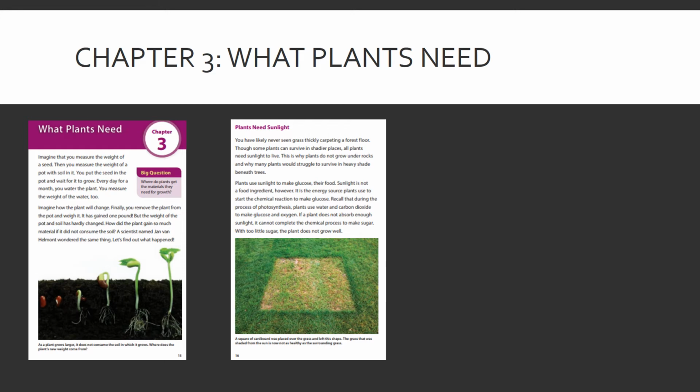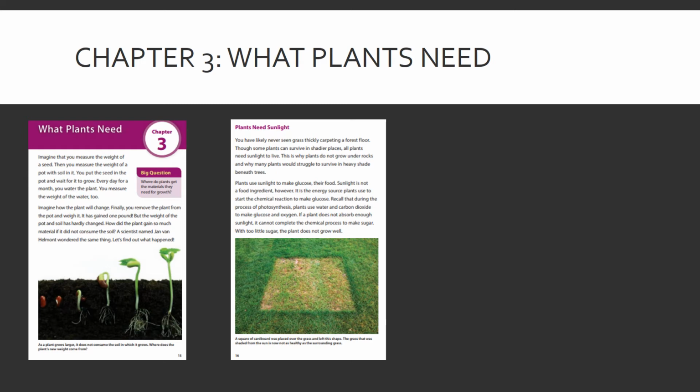Recall that during the process of photosynthesis, plants use water and carbon dioxide to make glucose and oxygen. If a plant does not absorb enough sunlight, it cannot complete the chemical process to make sugar. With too little sugar, the plant does not grow well.